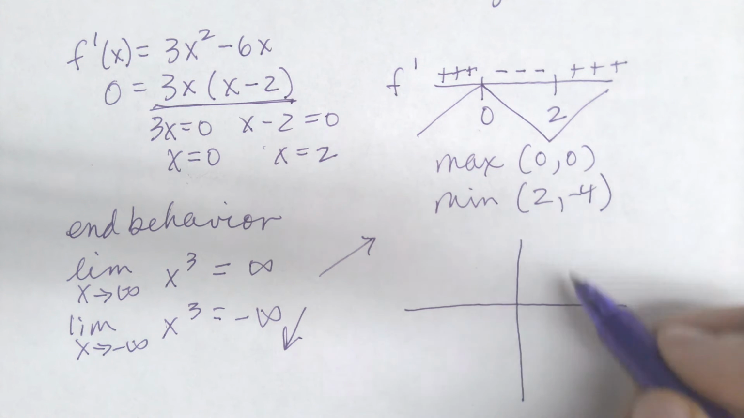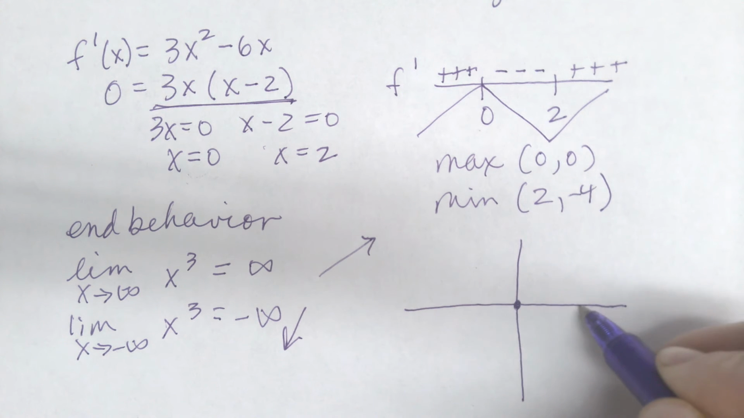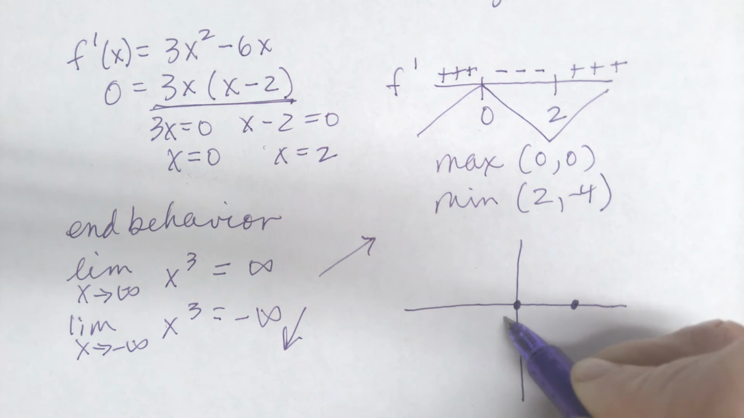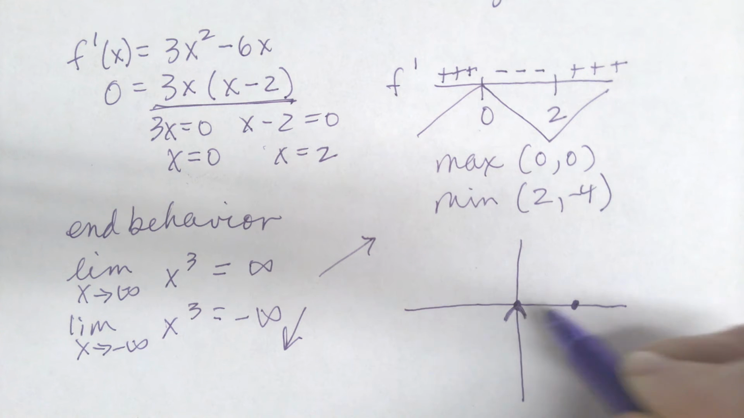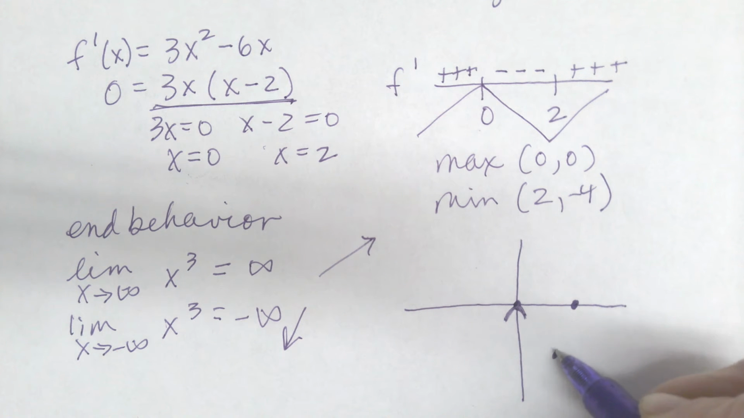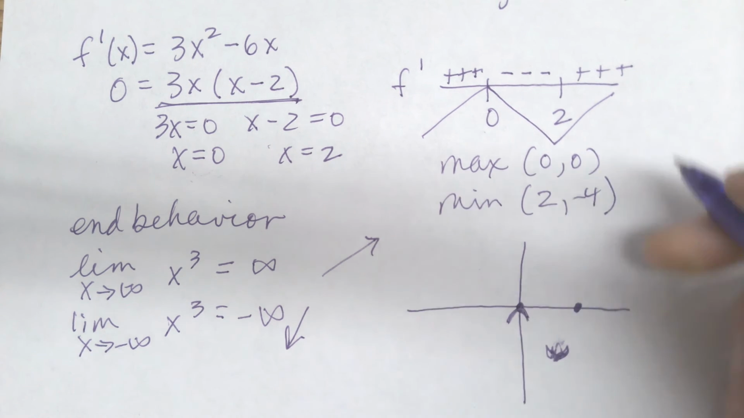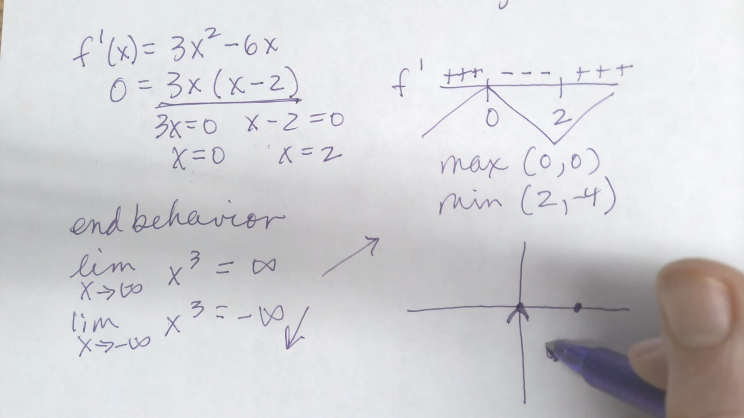So I'll start with my zeros at (0, 0) and (3, 0), my y-intercept at (0, 0). That's also a max at (0, 0), so I can plug that in. I have a min at (2, -4), so I'll approximate about where that is. It's kind of a messy spot right there. Guess it doesn't matter too much.